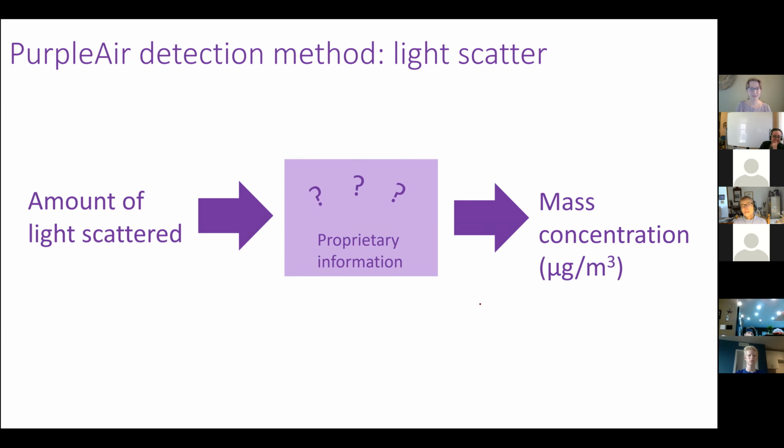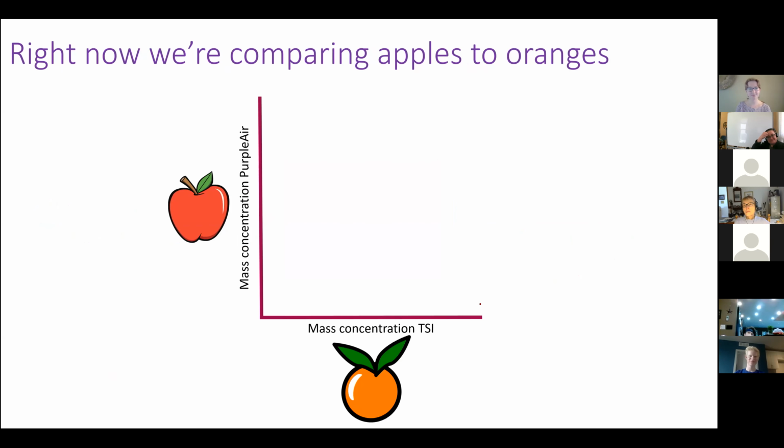And I'll take a small tangent from this to express, we spent quite a while trying to figure out what this proprietary information actually was, to the point that over the last 3 years, I've sent multiple emails to the PurpleAir company, to the point where I was even emailing with the R&D division of the Japanese company, which makes the laser, to try to figure out this information with no avail. So what this means is that right now we're not comparing apples to apples or oranges to oranges. We know exactly what our mass concentration is for the TSI, but we can't be sure that it's the same type of mass concentration with the PurpleAir.